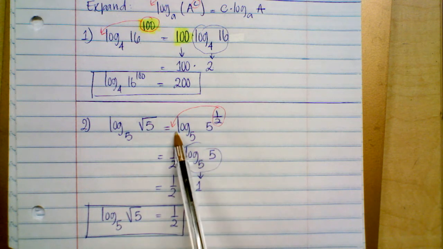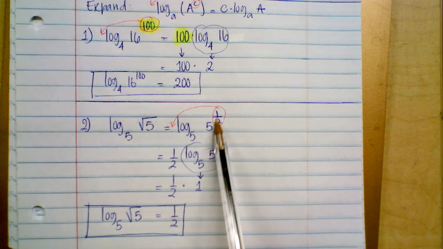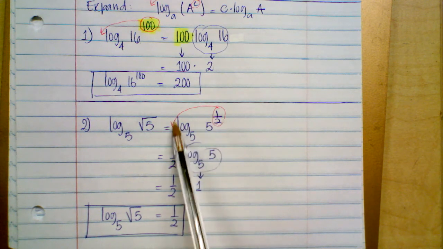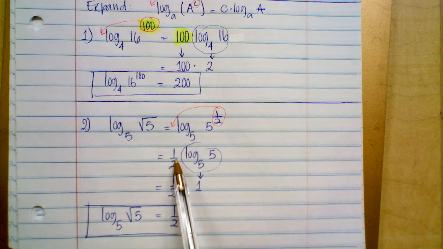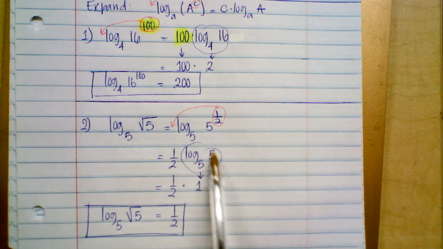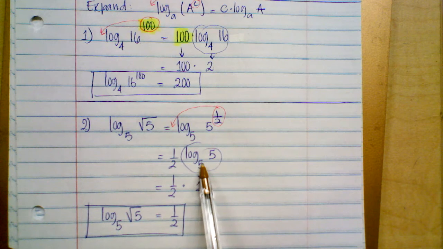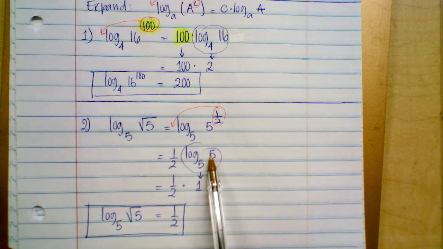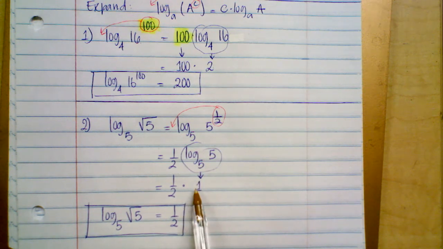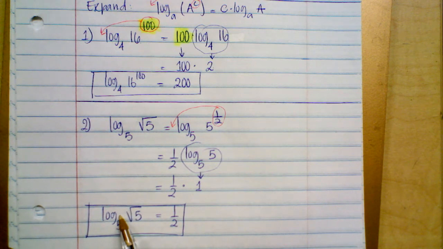Or if you want, you can use the power property. The square root can be written as a fractional exponent, which is 1/2. When you apply the power property, you turn the exponent of 1/2 into a factor and put it in front of the log. Then you can evaluate log base 5 of 5. What exponent would you give to the base 5 so the answer is 5? The only exponent that works is 1. Now 1 times 1/2 is 1/2. So the exponent you give to the base 5 so that the answer is square root of 5 is 1/2.